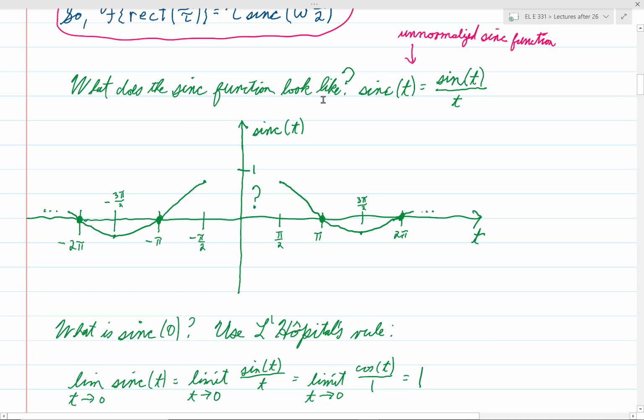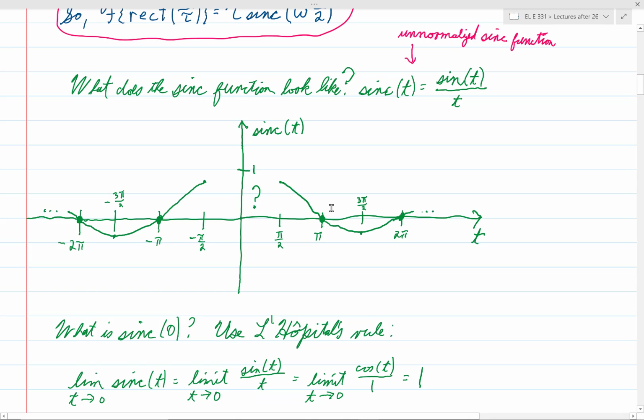Now you think about this sinc function, like I say, is equal to sine t over t. So what is that going to look like? Well, obviously at pi, and at 2 pi, and negative pi, and negative 2 pi, at all of those places it will be 0 because the sine of n pi is equal to 0.